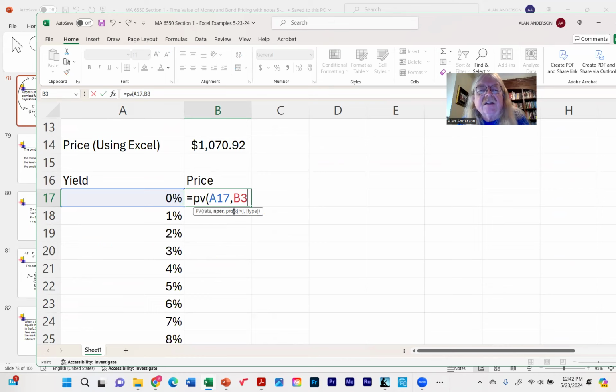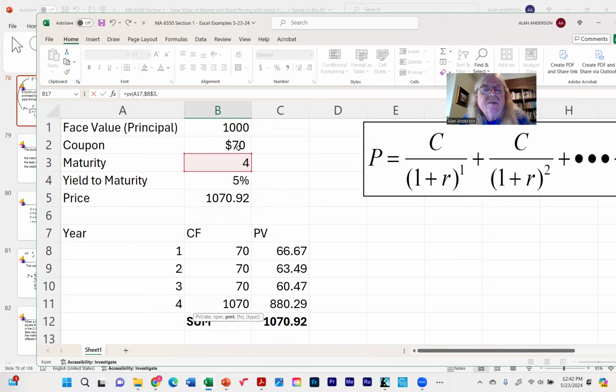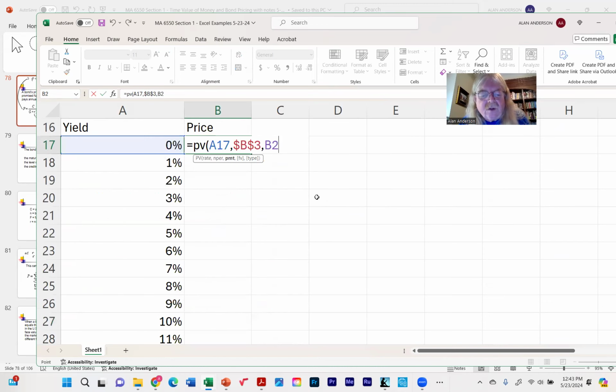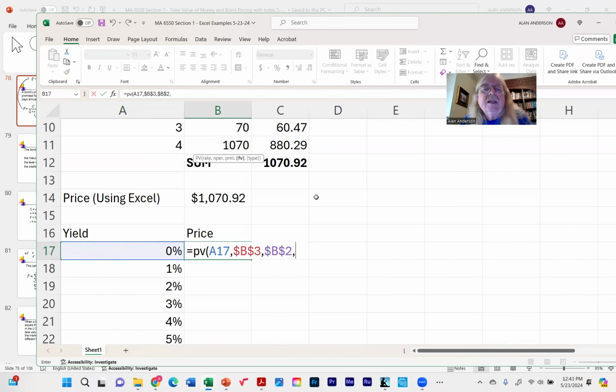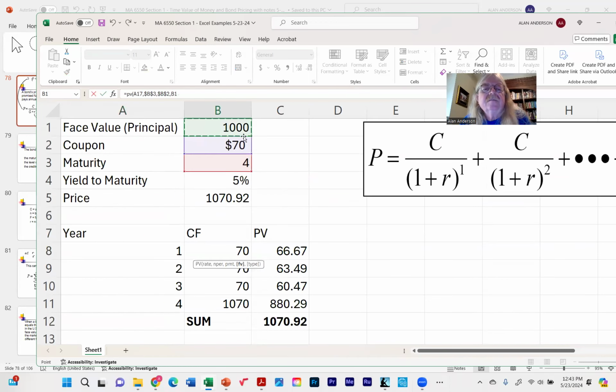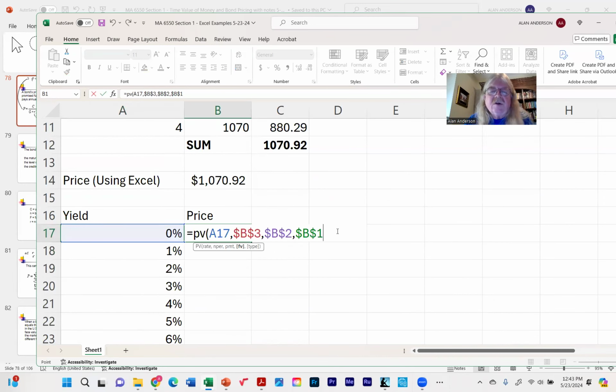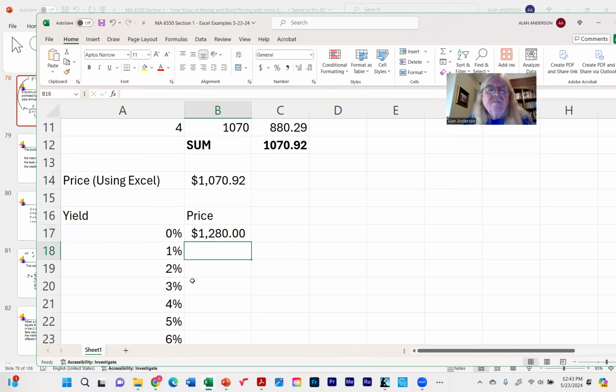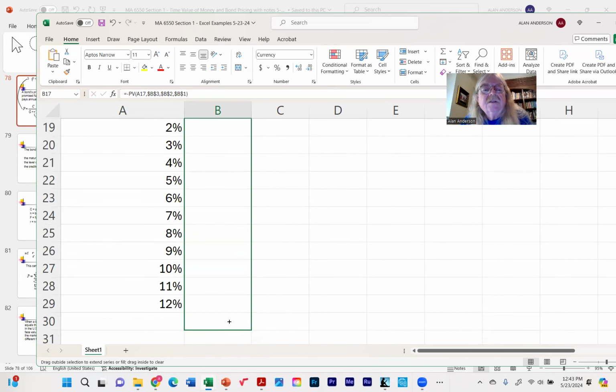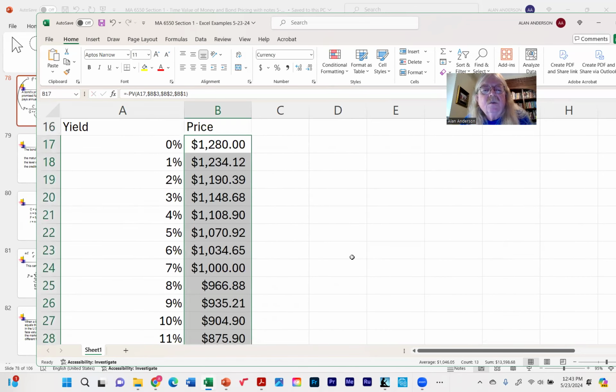By the way, on the PC at least, if you hit F4, it'll fill them in for you. The payment is the coupon here, 70. Let's make sure that gets an F4. And then the future value is the $1,000, again with an F4. One more thing: in order to make sure it comes out positive, we'll put a negative in the front. And so those are the prices with the different yields.